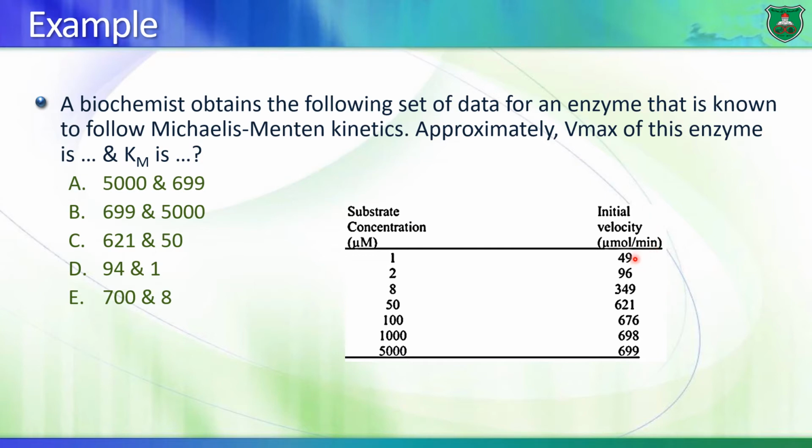Now, it's 49, 96, 349. It's increasing largely. And then you get to sort of a plateau. So I can assume that the Vmax of the reaction is around 700 micromoles per minute. Well, how about Km? Well, it's half of 700, about 350, something like this. So Km is about 8 micromolar. So the answer is E.